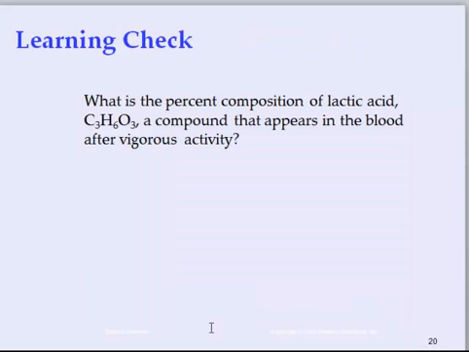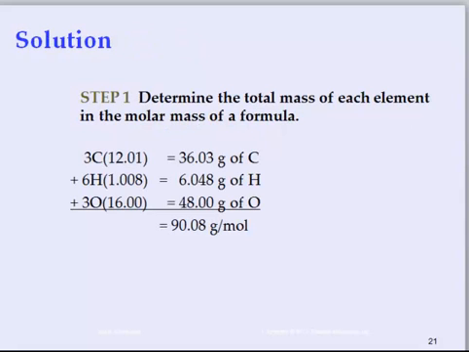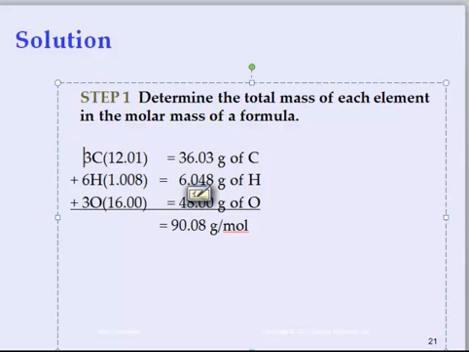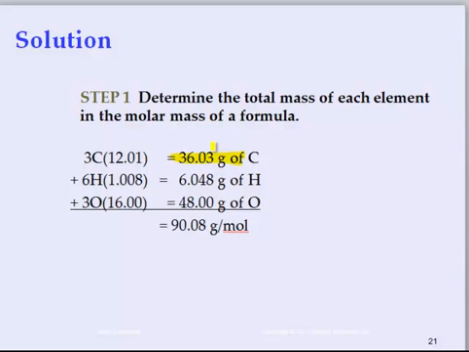So let's look at another problem in which we see what is the percentage composition of lactic acid. The formula for lactic acid is given to you up here, a compound that appears in the blood after vigorous activity. So what we are trying to find is the percentage composition of lactic acid. Step 1 would be to determine the total mass of each element in the molar mass of the compound. So there are 3 carbons, which would be 12 times 3, 6 hydrogens, 1 times 6, 3 oxygens, 3 times 16, and you have the value.